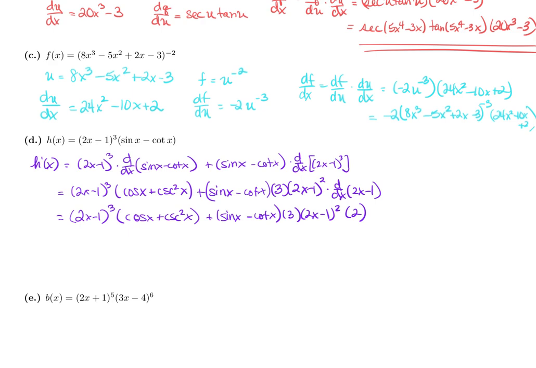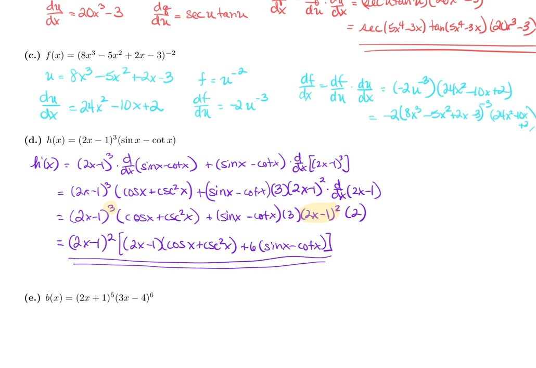So now we want to see what is common and what we can factor out. It looks like we can take out a 2x minus 1 squared. So we'll have a 2x minus 1 left on the first one. That appears to be all we can take out. So let's take out 2x minus 1 squared. Then on the inside, we're left with 2x minus 1 times cosine of x plus cosecant squared x, plus 6 times sine x minus cotangent x. And unfortunately, that is exactly where we have to leave it. There is really nothing else here that we can do to simplify.